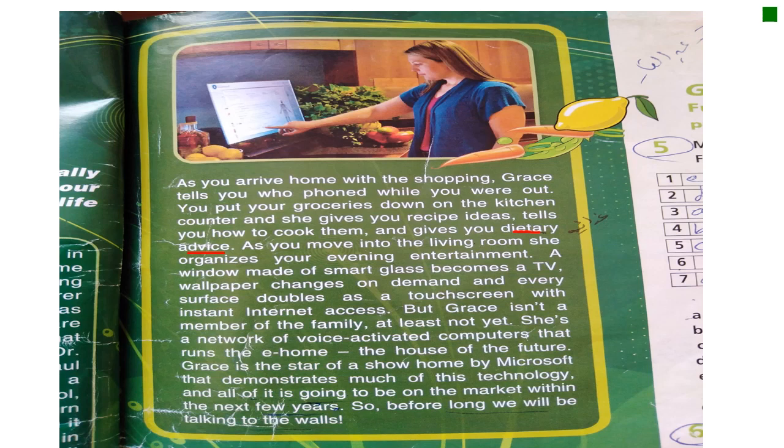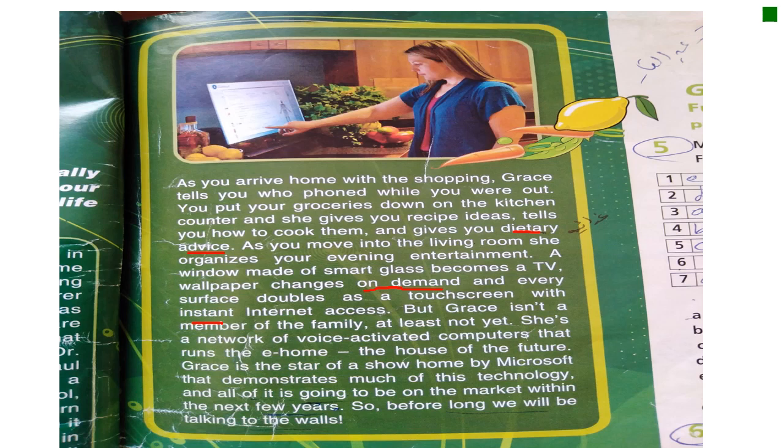As you move into the living room, she organizes your evening entertainment. A window made of smart glass becomes a TV, wallpaper changes on demand, and every service doubles as a touch screen with instant internet access. On demand is a phrase. It means ready when needed. Instant means immediate. Instant is an adjective.